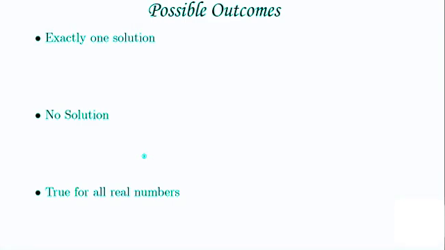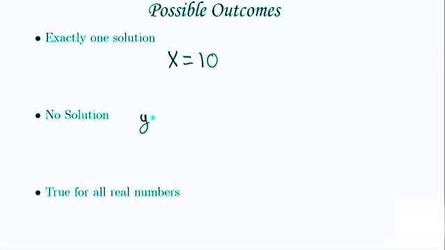There are several possible outcomes when you're solving these equations. There is the possibility that you'll have exactly one solution. So I might have an equation and I might end up with a solution where x equals 10. And we've seen that in the equations that we've worked out so far, where there's one solution. The other possibility is there actually may be no solution.